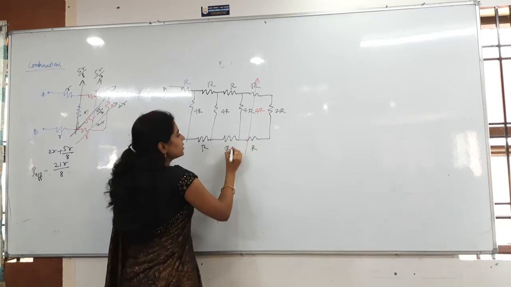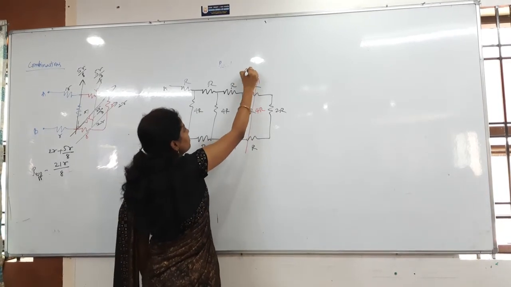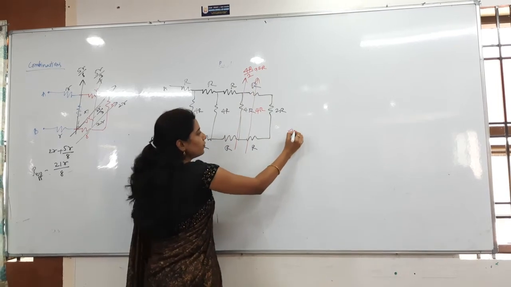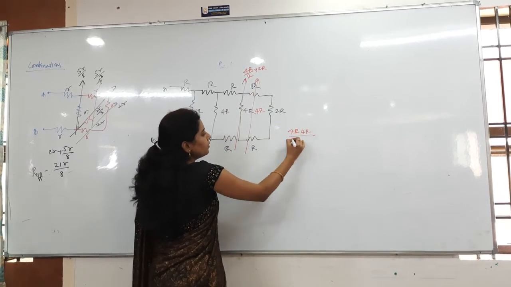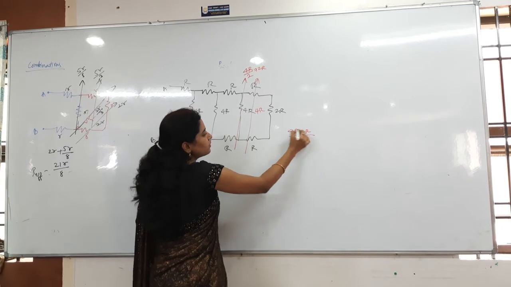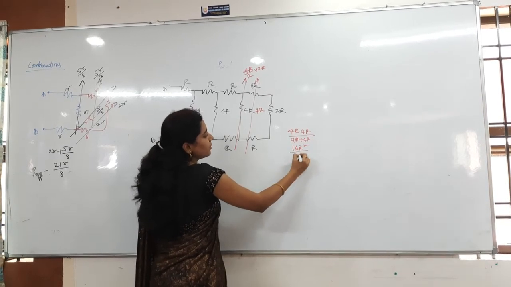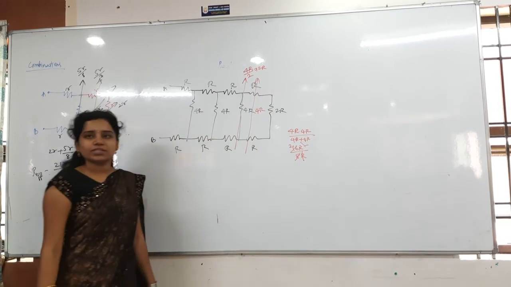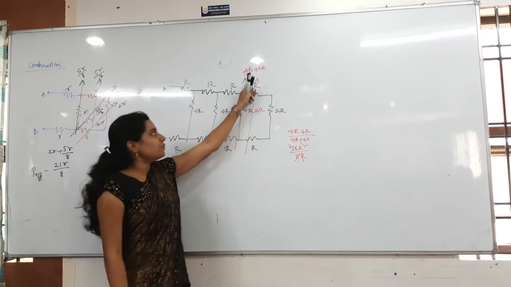Now this completely is how much? Nothing but 4R by 2, that will be 2R. Otherwise, 4R into 4R by 4R plus 4R. This will be 16R squared by 8R. R gets cancelled, that is 2R only again. The same answer. Now up to here how much did I get?